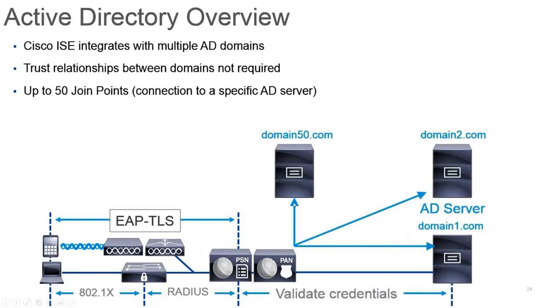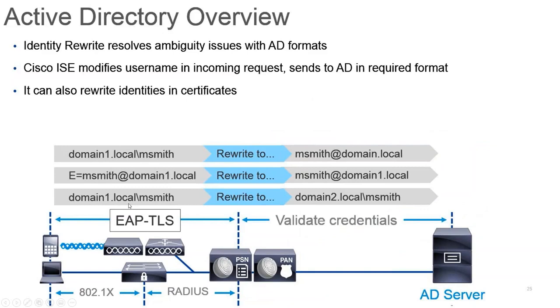While you are doing the integration, you will see the name and the join point. You will see in the lab section that it can integrate up to 50 join points, so from domain 1 up to domain 50 can be integrated with ISE. Very important here is that ISE can rewrite the format and communicate with the AD server.